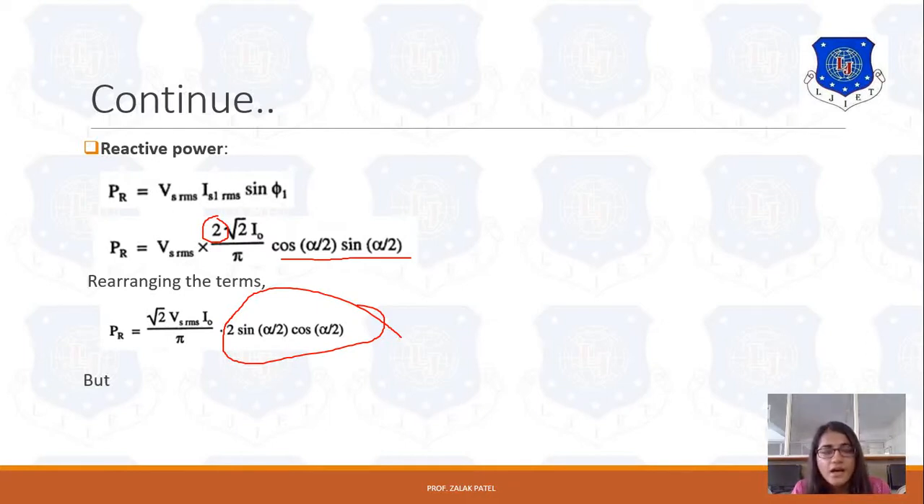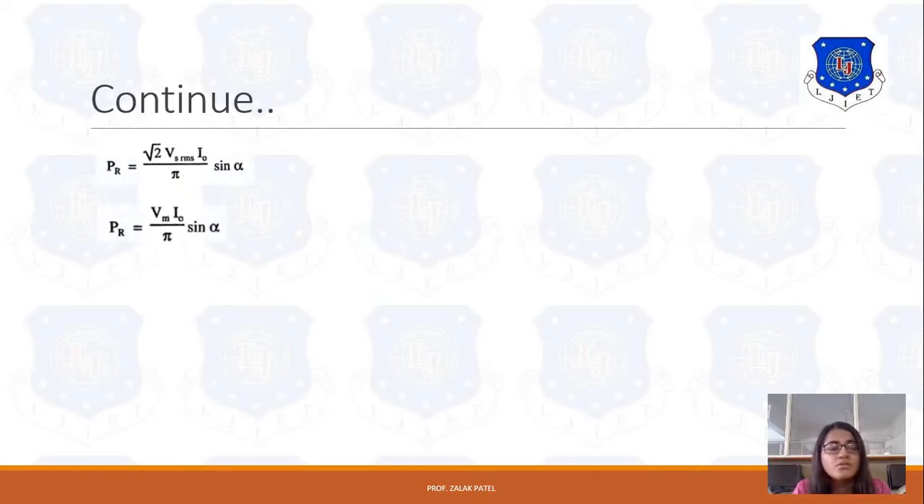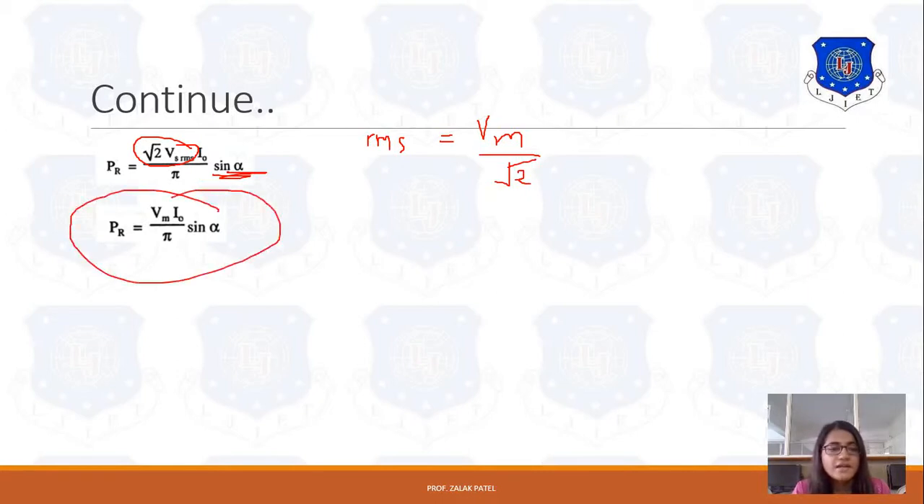So we can also write this equation like sin alpha. It can be written like this: root 2 into Vs RMS into I0 upon pi sin alpha, and here again root 2 into the RMS value is basically given by the maximum value Vm upon root 2. So we can also write this as Vm into I0 upon pi into sin alpha. So this is our value for reactive power.